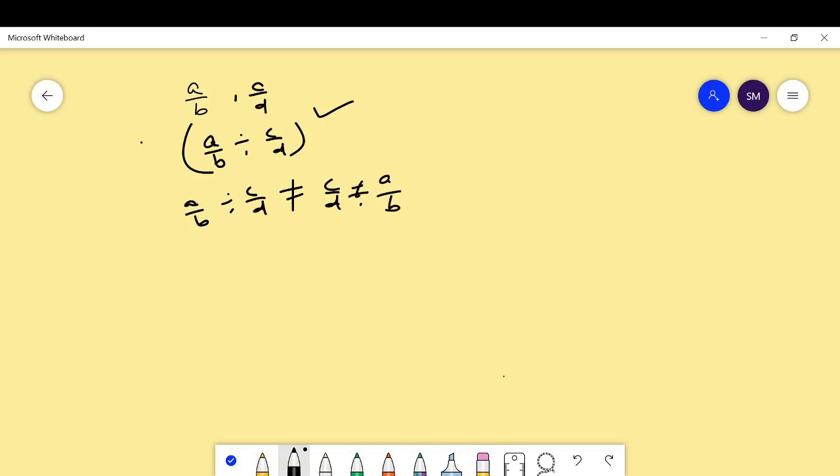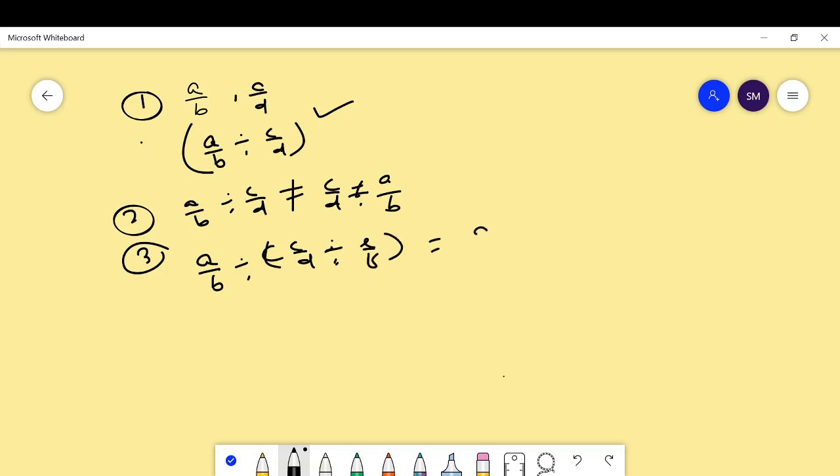This means division doesn't satisfy commutative property. This is closure property, this is commutative property, now associative property. Suppose A by B divided by C by D divided by E by F. This doesn't equal A by B divided by C by D, then divided by E by F. This means division doesn't satisfy closure property, commutative property, or associative property.